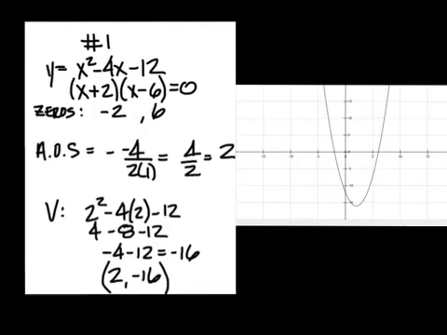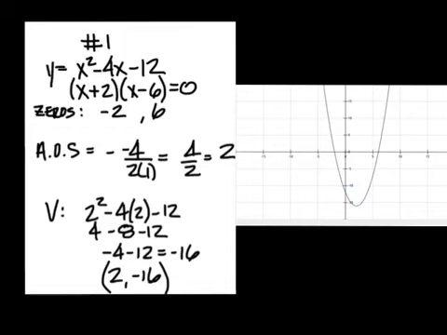Alright, for number 1, that one factors out, and you should have zeros of -2 and 6. The axis of symmetry comes out to be 2, and the vertex will be 2, -16. Of course, you get the -16 from plugging in the axis of symmetry into the equation. And you could find 2 points after that to make your graph more accurate, but I went through on a graphing tool and just made the graph.